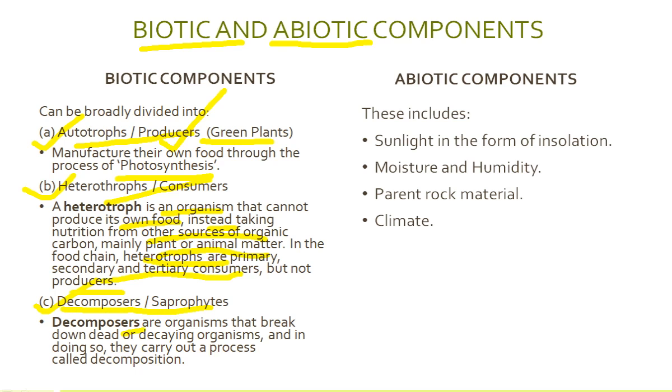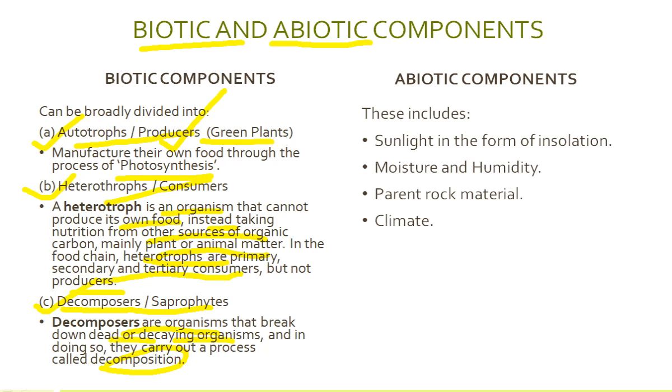Next is decomposers or saprophytes. Decomposers are organisms that break down dead or decaying organisms, and in doing so they carry out a process known as decomposition. So now we understand the major source of food of decomposers and saprophytes is dead and decayed organic matter. And examples of decomposers or saprophytes are earthworms and vultures.